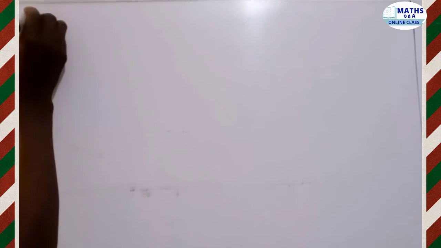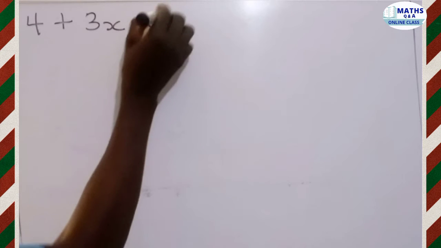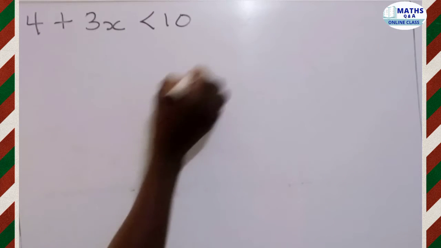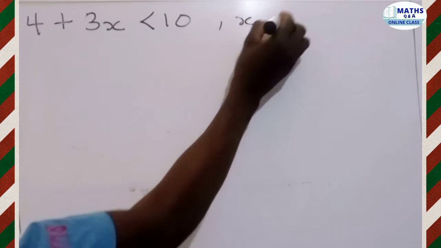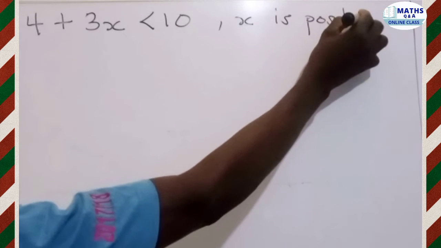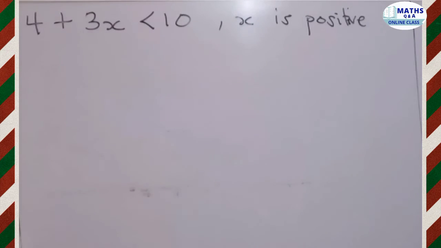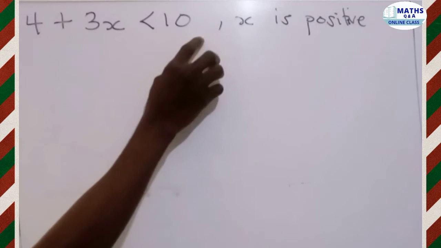Our question given to us is 4 plus 3x less than 10. And we are being told that x is positive. Now, before we can solve this, we have to first find out whether there is a fraction in the question or not. There is no fraction in this question.